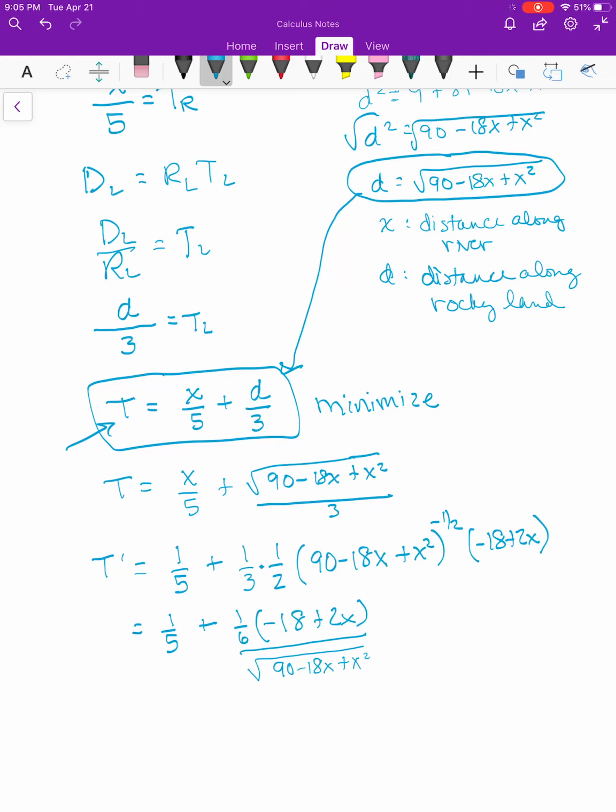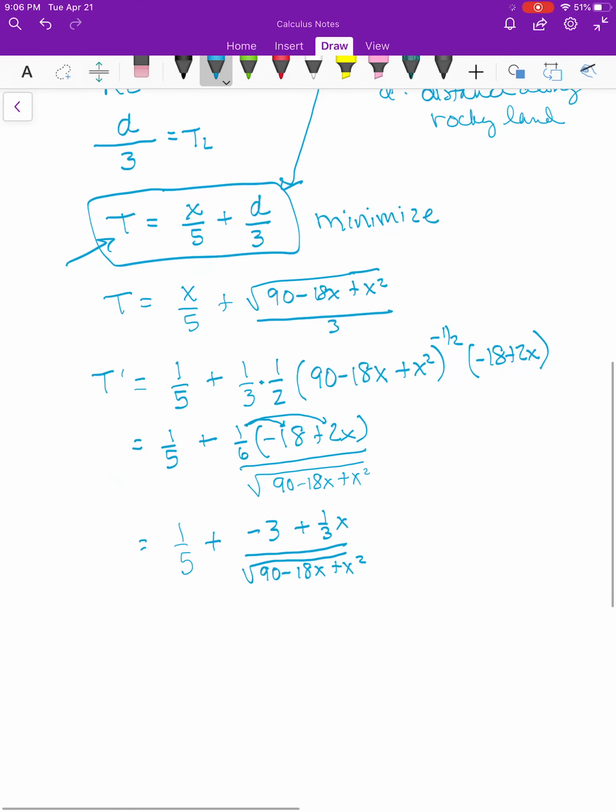So now our derivative is 1/5 plus 1/6 times (negative 18 plus 2x), divided by the square root of 90 minus 18x plus x squared. The reason I kept the 1/6 up there is because I'm going to go ahead and distribute it right there. I could have put the 6 down here, but I'm going to distribute it, and then I'm going to add those two together.